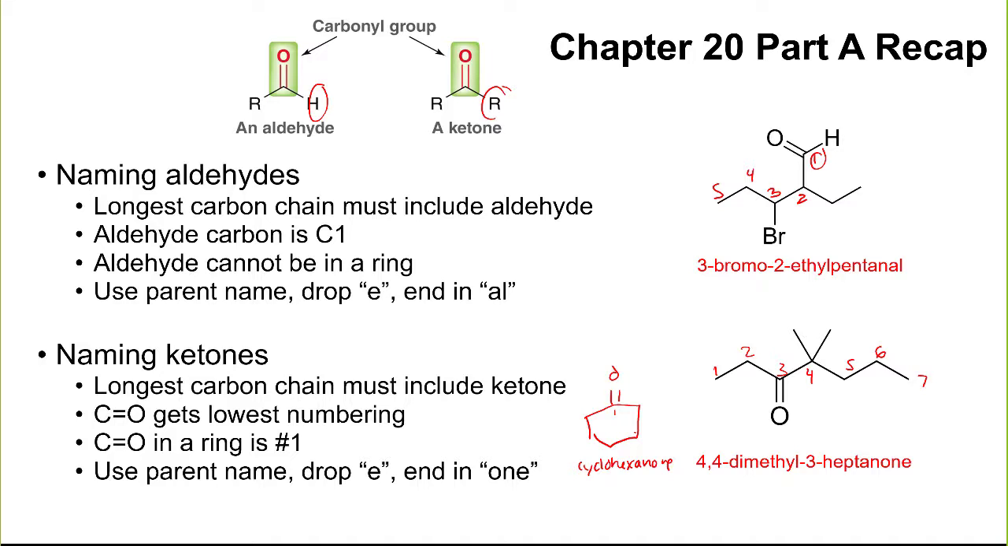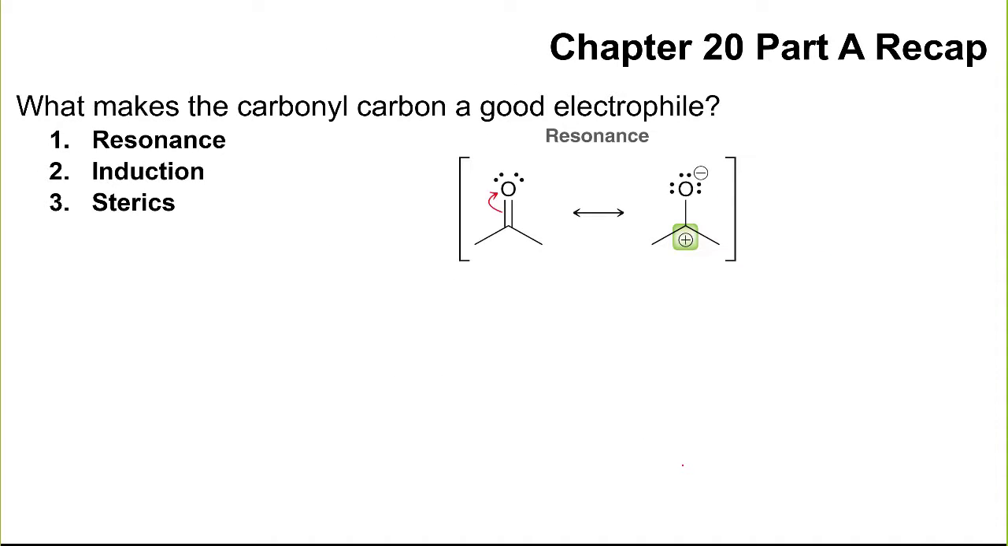All right, questions there on the naming? Other things that we'll look at here is that our carbonyl carbon is going to act as an electrophile, and that is due to resonance. If we drew the electrons onto the oxygen, that makes this carbon positive, which makes it a good electrophile. There's also induction, and sterically it's a good place to attack, so that makes it a good electrophile. So we're going to see a lot of different electrophilic attacks on carbonyls in this chapter. Questions there?